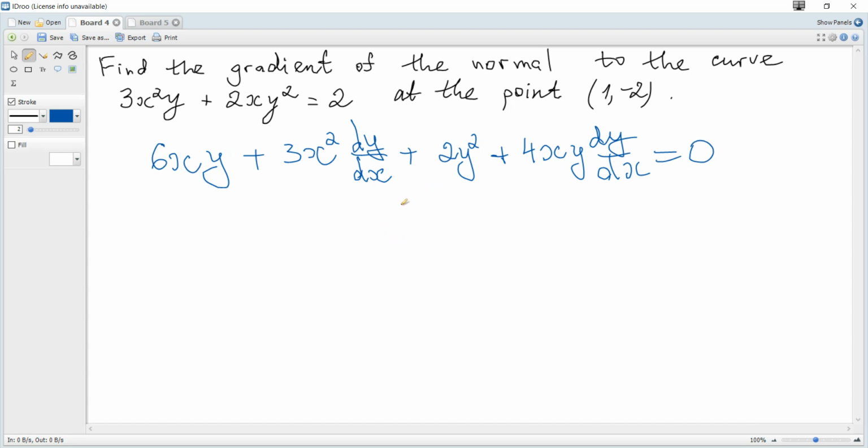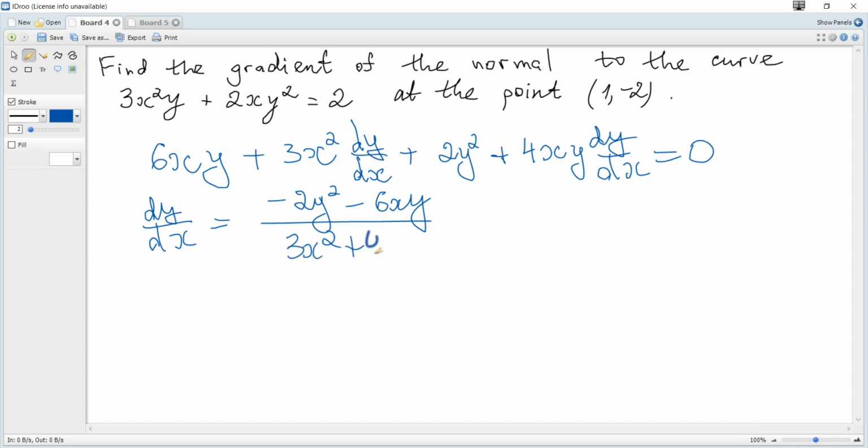And we need dy/dx, so when we solve for dy/dx, we move negative 2y squared to the right as negative 2y squared, and also 6xy to the right, and to the left we get dy/dx. We can factor out dy/dx, and in parentheses we get 3x squared plus 4xy. Then we divide both sides by 3x squared plus 4xy, and we get an expression for dy/dx.